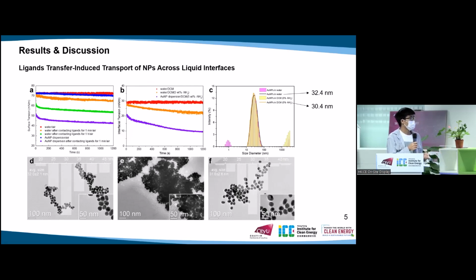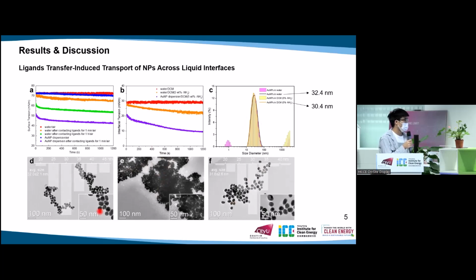ligands. And we also measured the DLS of the gold nanoparticles before and after phase transfer, with the average size of the particles as 32.4 nanometer and 30.4 nanometer respectively. To get a clear view of this single particles aggregation and single particles process, the TEM measurements were conducted.